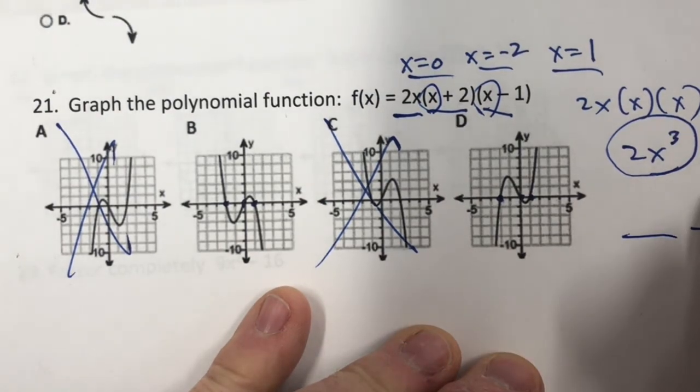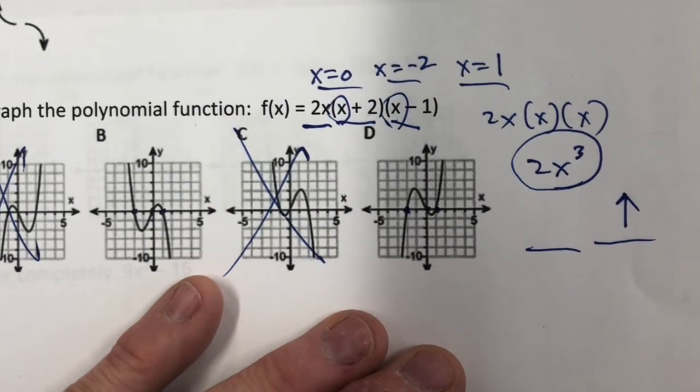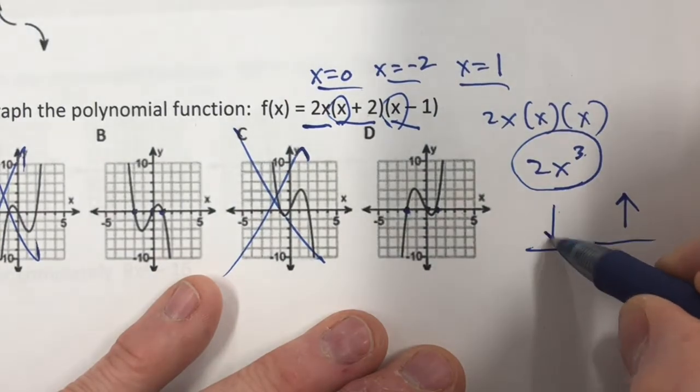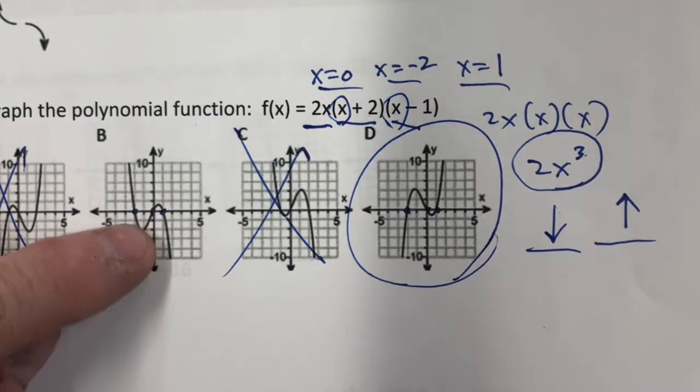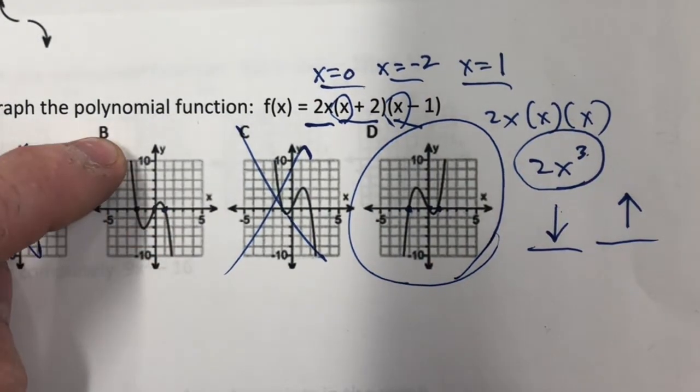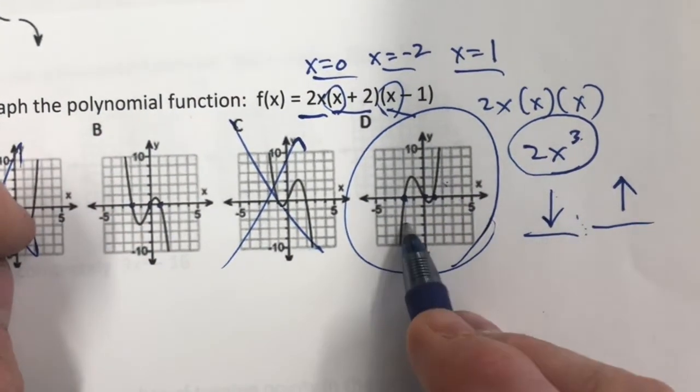It's positive, so the right side is up. And since it's the odd power, the left side goes down, and it looks like this right here. See how the right side is up and the left side's down? This is backwards. The right side's down and the left side's up. It's got to be like this, so it's got to be D.